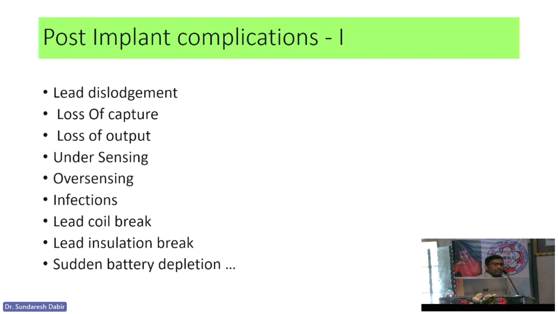A few things we will also go through. Loss of capture is due to an increase in threshold. An increased threshold can be caused not only by dislodgement or other things, but some cardiac drugs can also increase it. In this regard, I think flecainide is one of the drugs that can increase the thresholds.